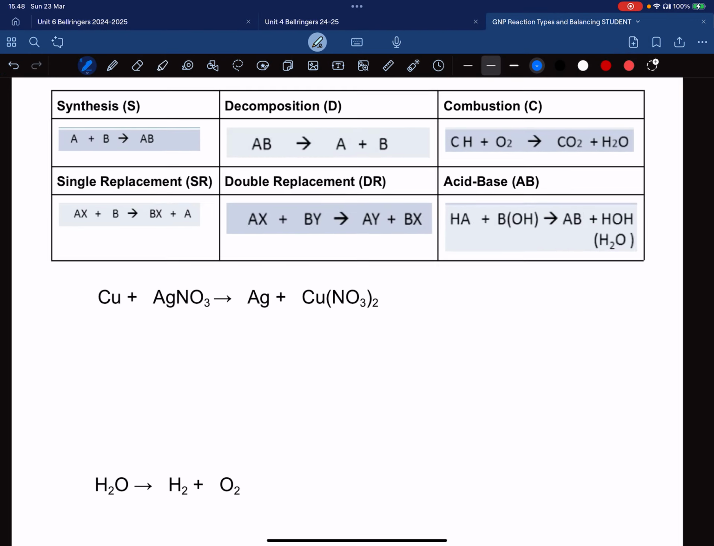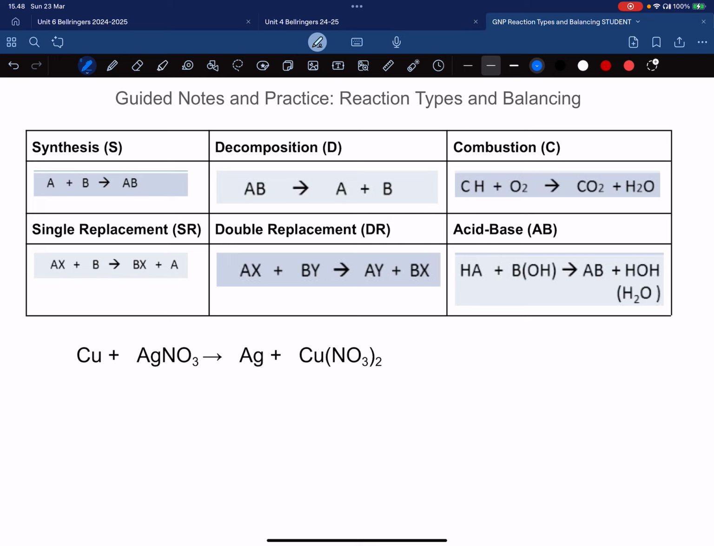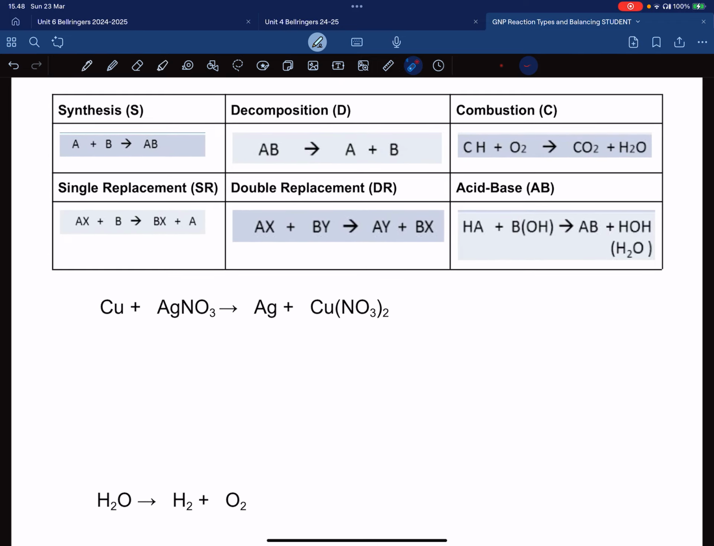Okay, ladies and gentlemen, this is really two things, and so we're going to do them separately. First, there's reaction types, and then there's balancing. This will be the reaction types video. All right, so there's basically six types of reactions, and so we're going to take them one at a time.